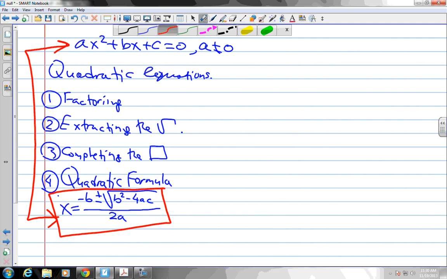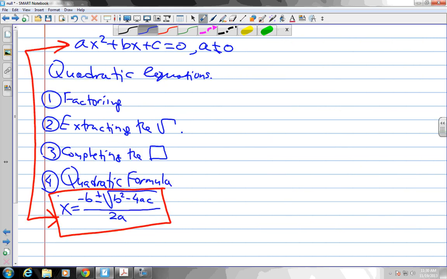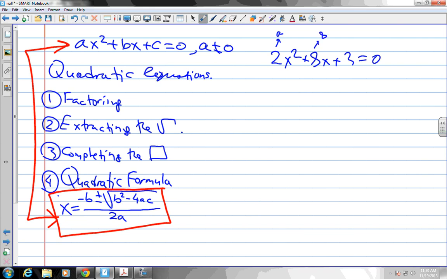So let me show you how that works really fast. Let me take this equation we just did, 2x squared plus 8x plus 3 equals 0. What is a in this equation? 2. Whatever's in front of x squared, that's a. What is b? 8. What is c? 3.